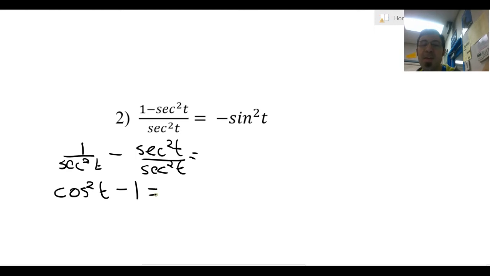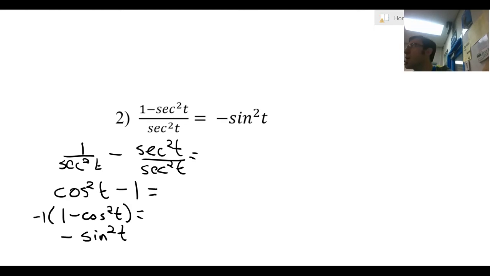Now, in your Pythagorean identities, sine squared plus cosine squared equals 1. If you move it around, that is not sine squared. But if we took a negative 1 out of it, it's now 1 minus cosine squared t, which is then negative sine squared t. If you didn't want to split the fraction, 1 minus secant squared is what?